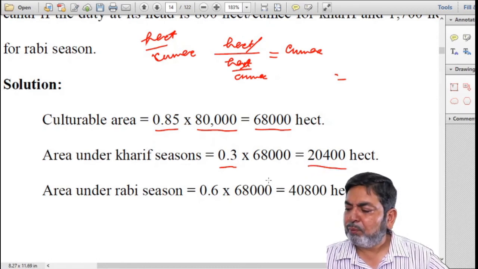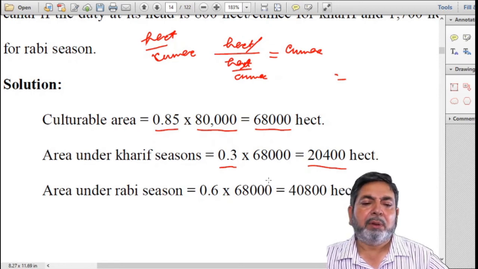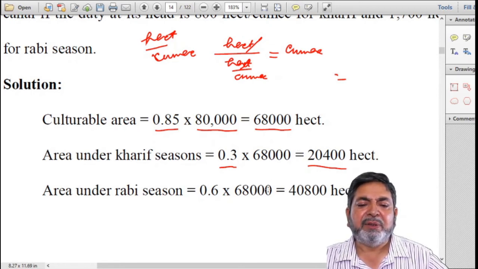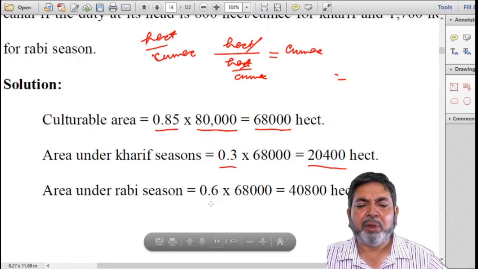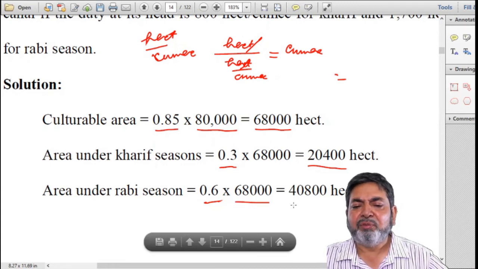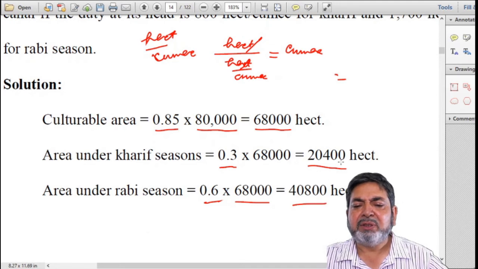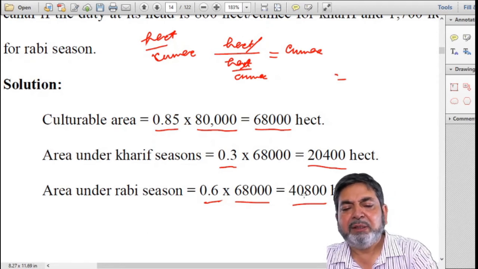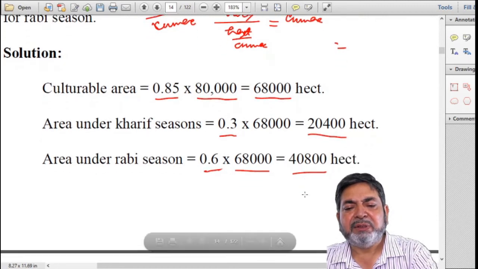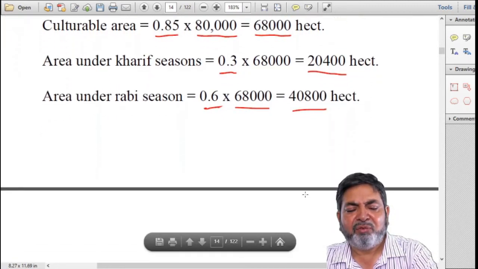Now come to the area under Rabi season. The intensity of irrigation for Rabi season is given to you as 60%. So multiply 68,000 by 0.6, you will get 40,800, meaning double of this. Here it was 30%, so 20,400. Here it is 60%, so 40,800 hectares is the area under Rabi season. Now we have to find out the discharge for each season.